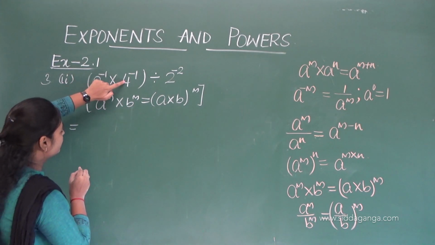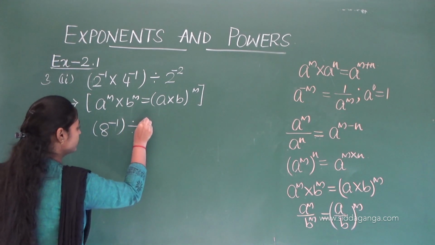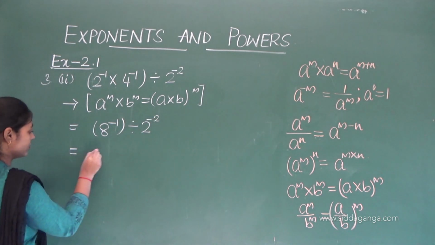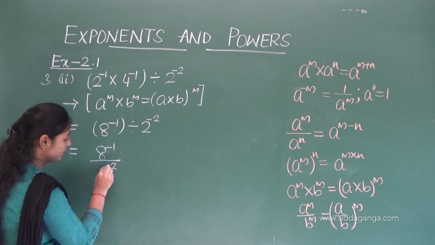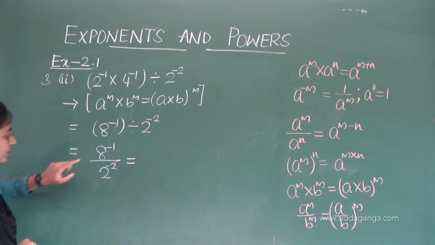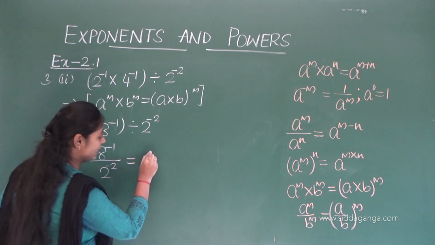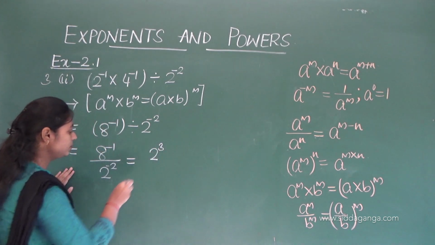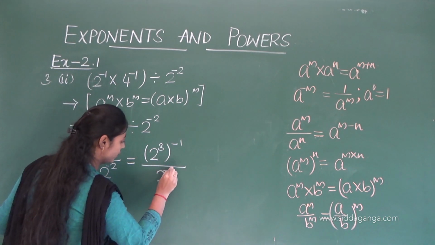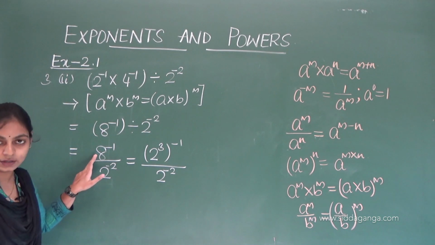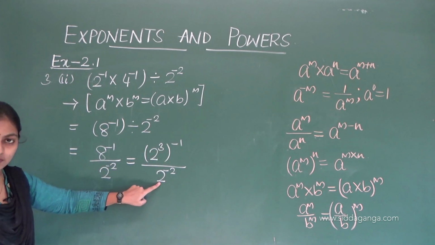So 2 raised to minus 1 into 4 raised to minus 1 divided by 2 raised to minus 2 is 8 raised to the power of minus 1 divided by 2 raised to the power of minus 2. 8 is a perfect cube, so we can write it as 2 cube whole to the power of minus 1 divided by 2 to the power of minus 2.